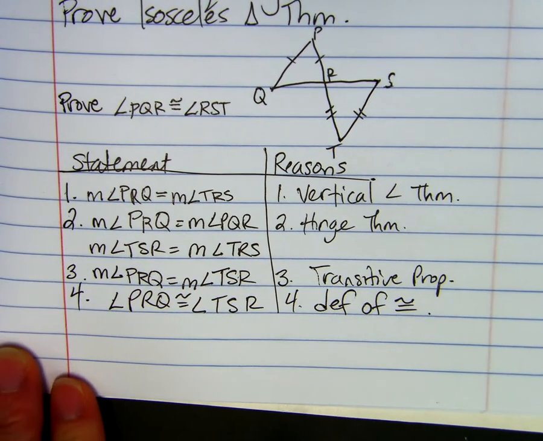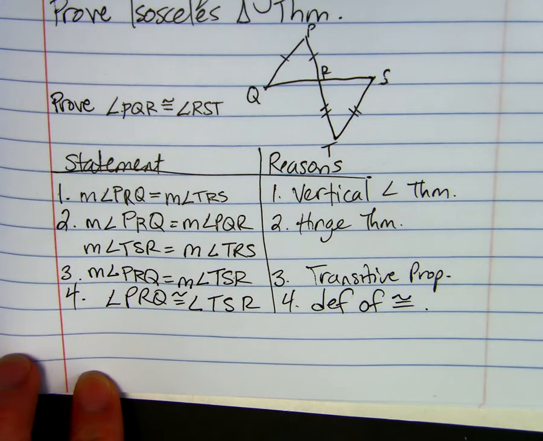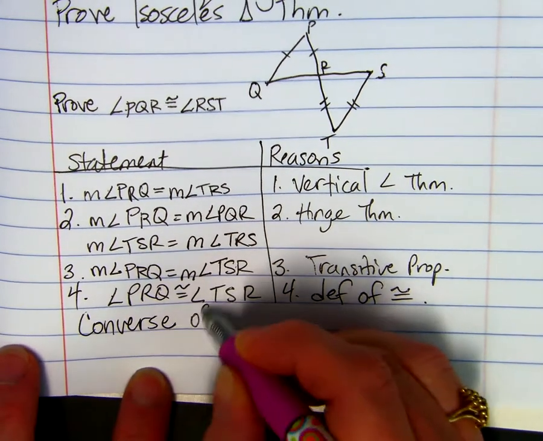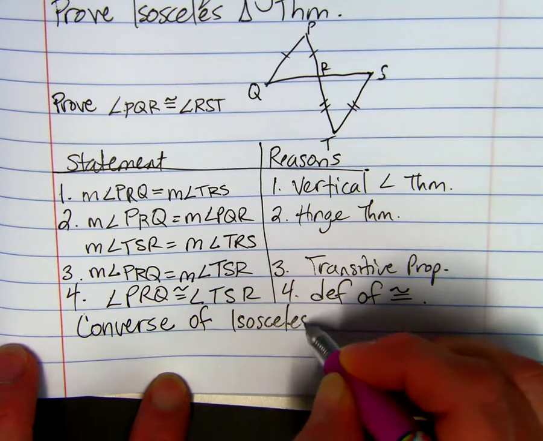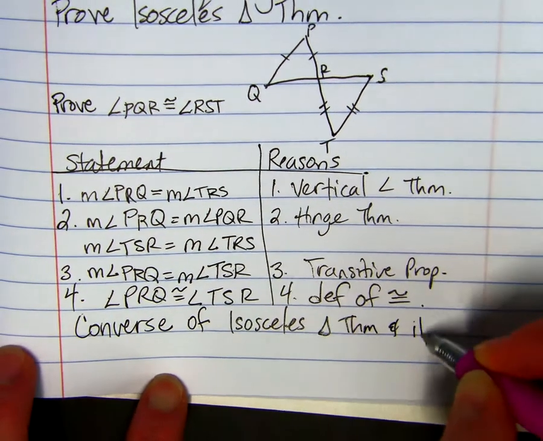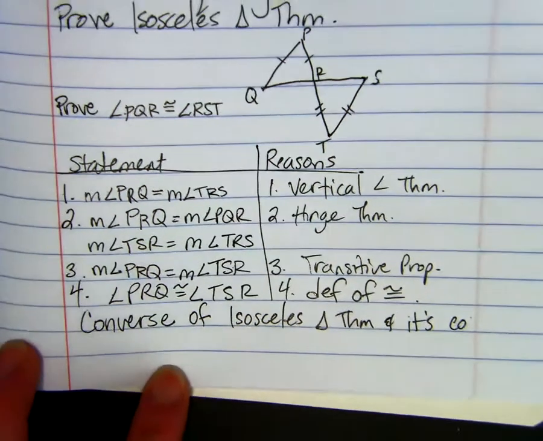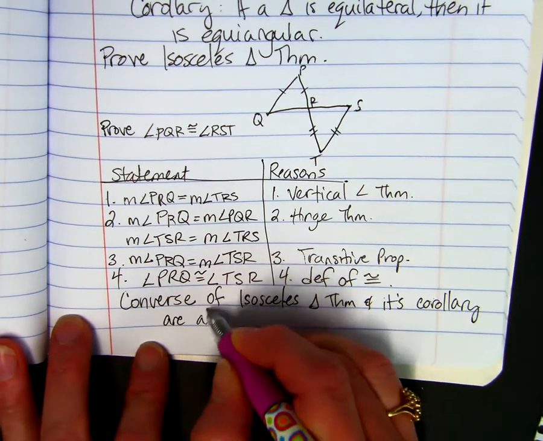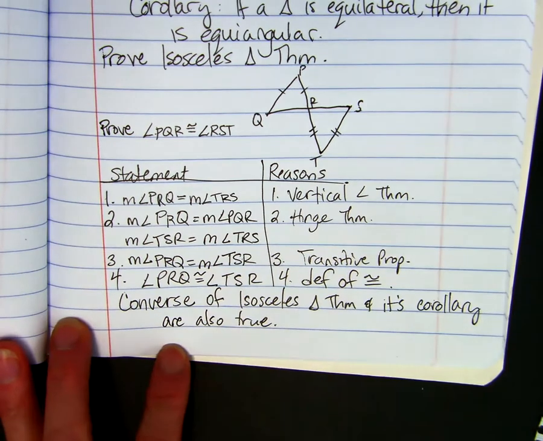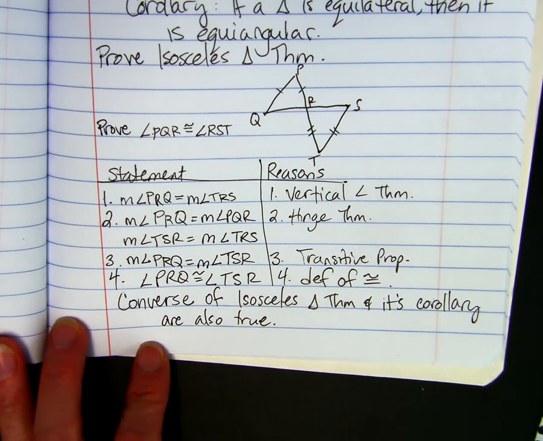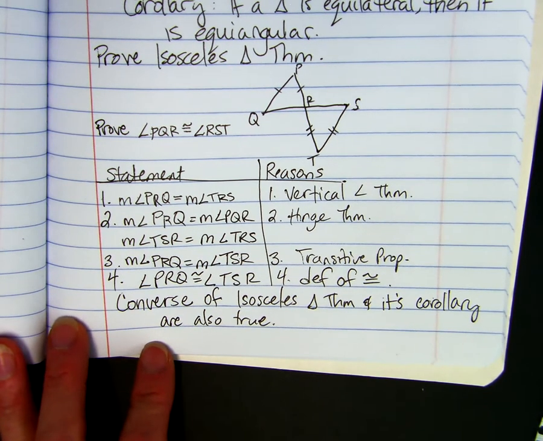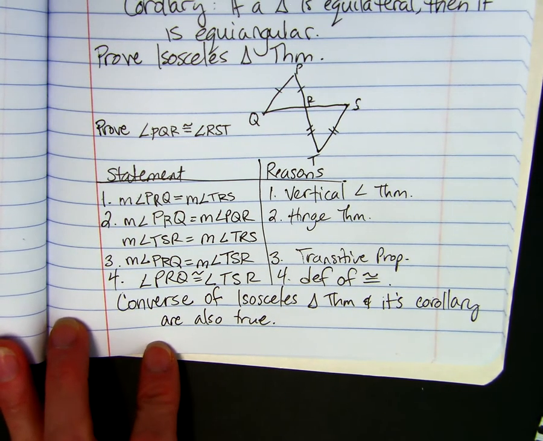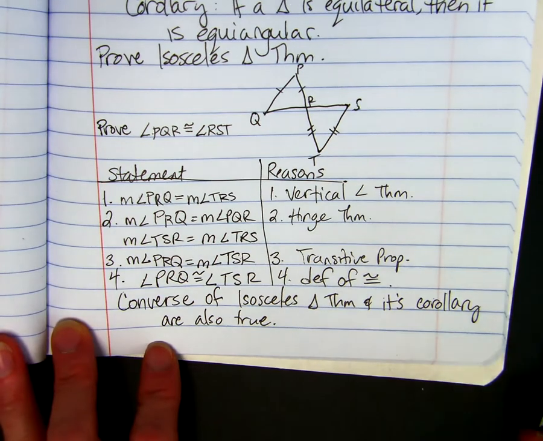Except before we do that, I just want to say the converse of the isosceles triangle theorem is also true. So if we just put converse of the isosceles triangle theorem and its corollary are also true. So if you remember, converse is where you say if the conclusion, then the hypothesis. So if the base angles of a triangle are congruent, then the triangle is isosceles. And if a triangle is equiangular, then it is equilateral.